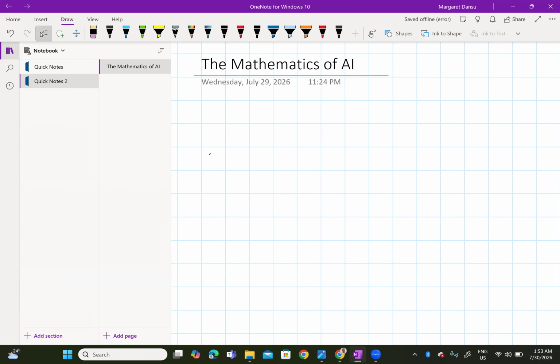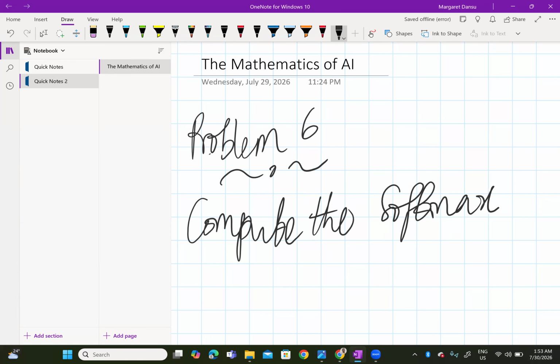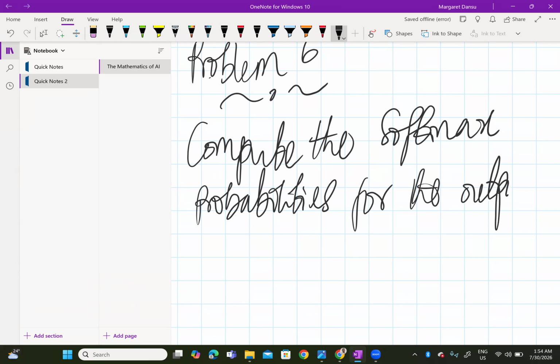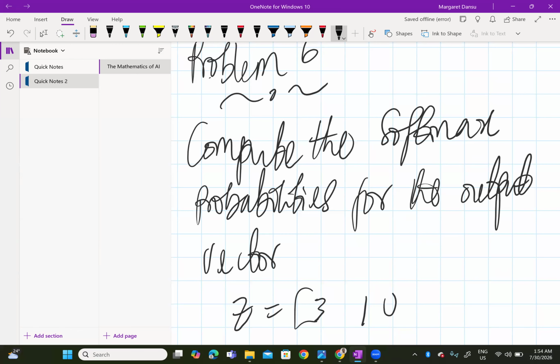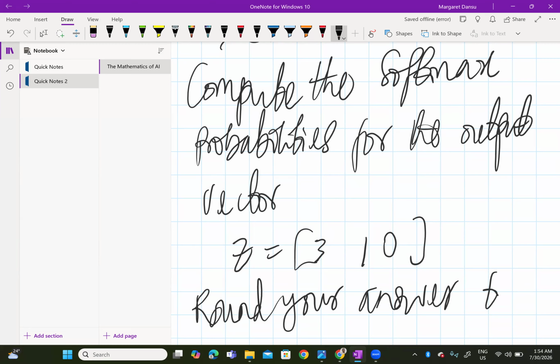So here now, we have problem 6. It says to compute the softmax probabilities for the output vector z equals 3, 1, 0. Round your answers to 4 decimal places.